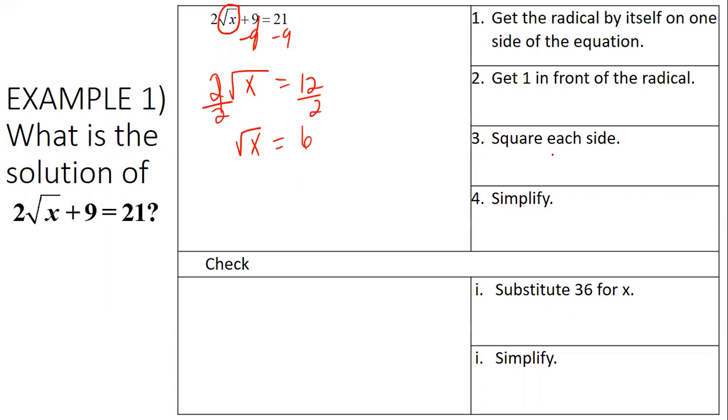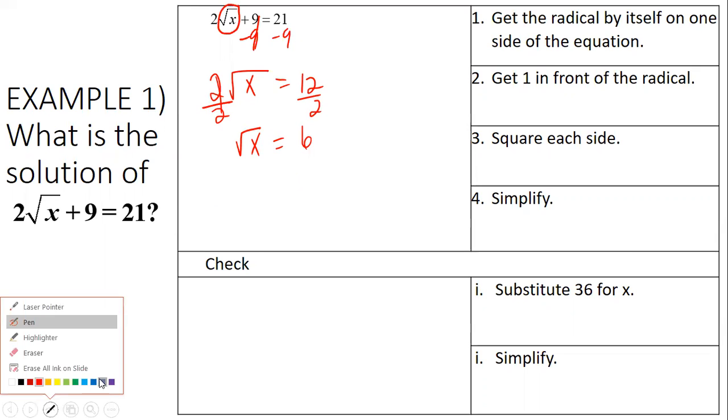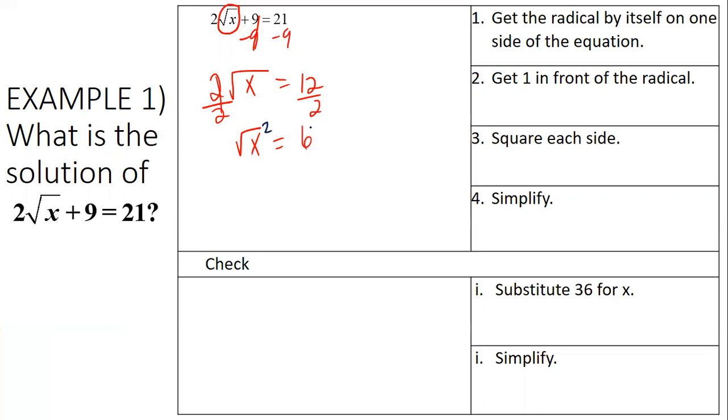We're on step 3. What does it say? Square each side. So I'm going to square each side. So when you square the root, it sets it free. And what is 6 squared? 36. So what is our answer? 36.